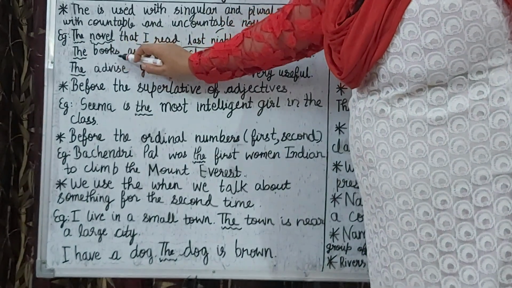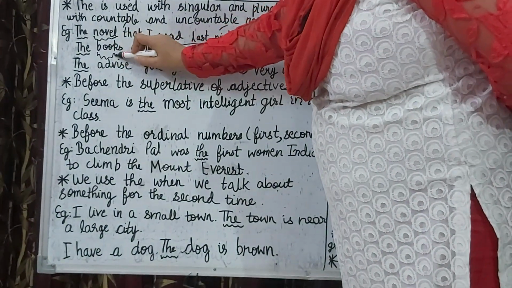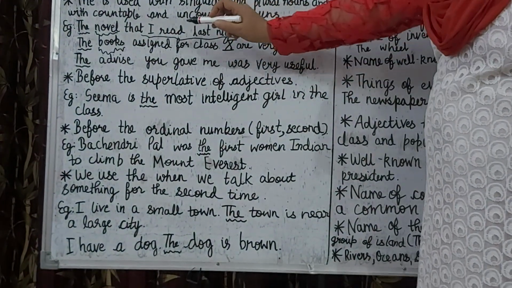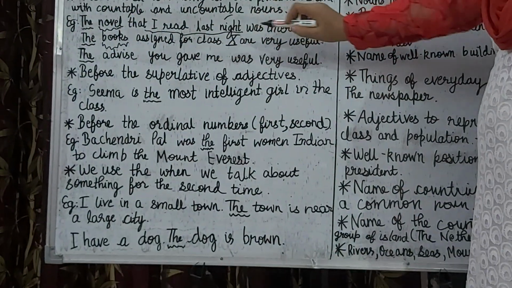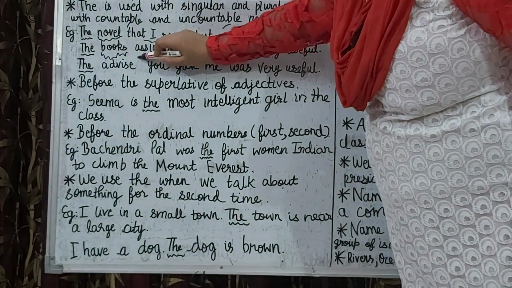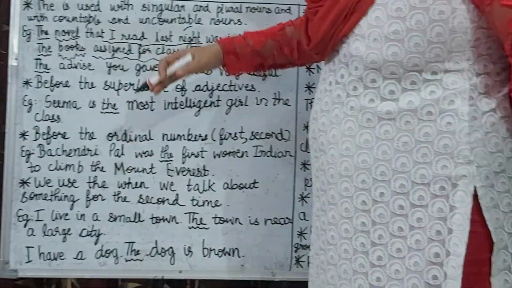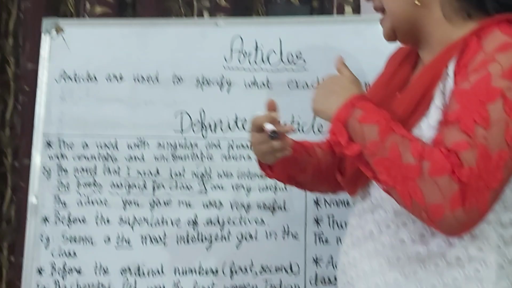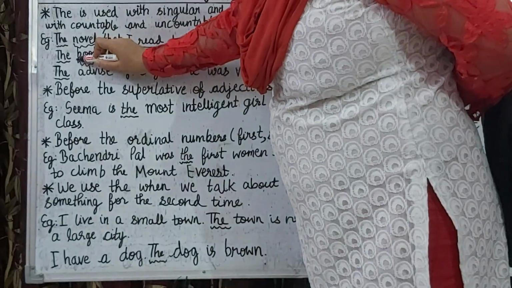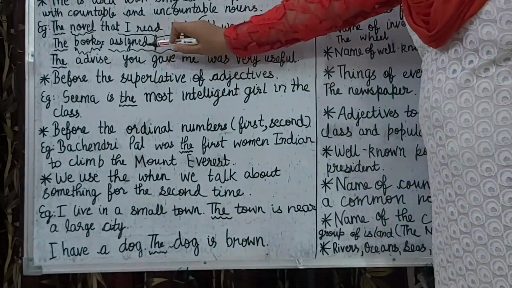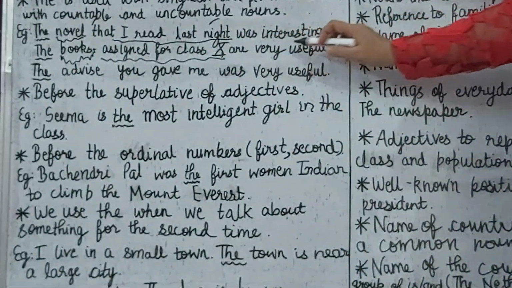In the second example, the books assigned for class 10th are very useful. Here you can clearly see books is plural, so with plural countable nouns also we use "the". Remember, "assigned for class 10th" is a phrase. The phrase makes it specific: I already know those books that have been assigned for class 10th. So books is plural, countable, and this phrase makes it specific also.